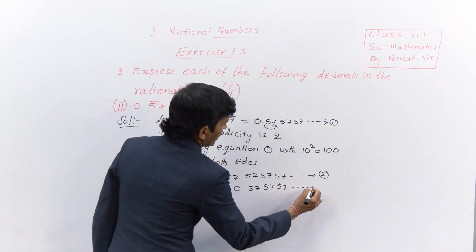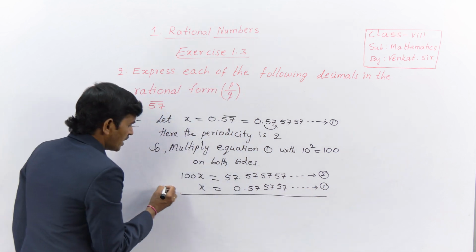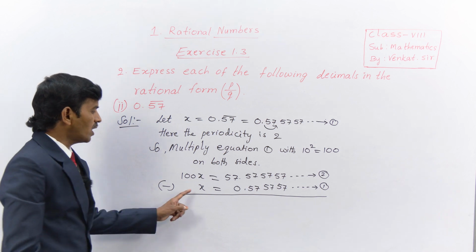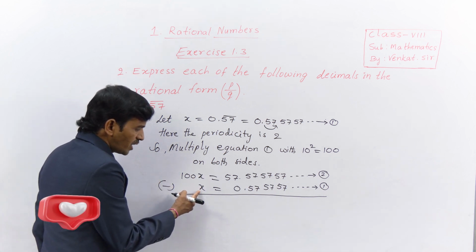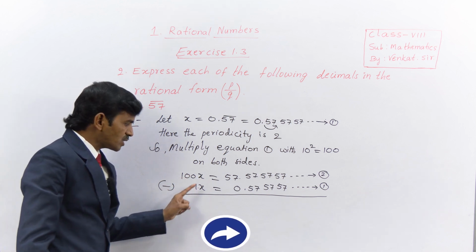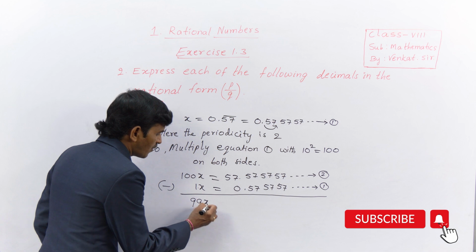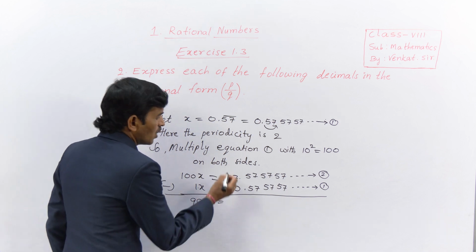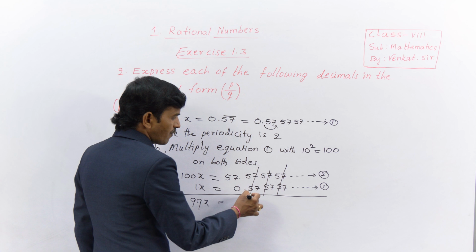0.575757, which are recurring. That is equation number 1, right? Now let us subtract equation 1 from 2. Then what are you going to get? If any coefficient is not there, we can consider it as 1. 100 times of x minus 1 time of x gives us 99 times of x, which is equal to, let us cancel the recurring digits, 57, 57, 57.